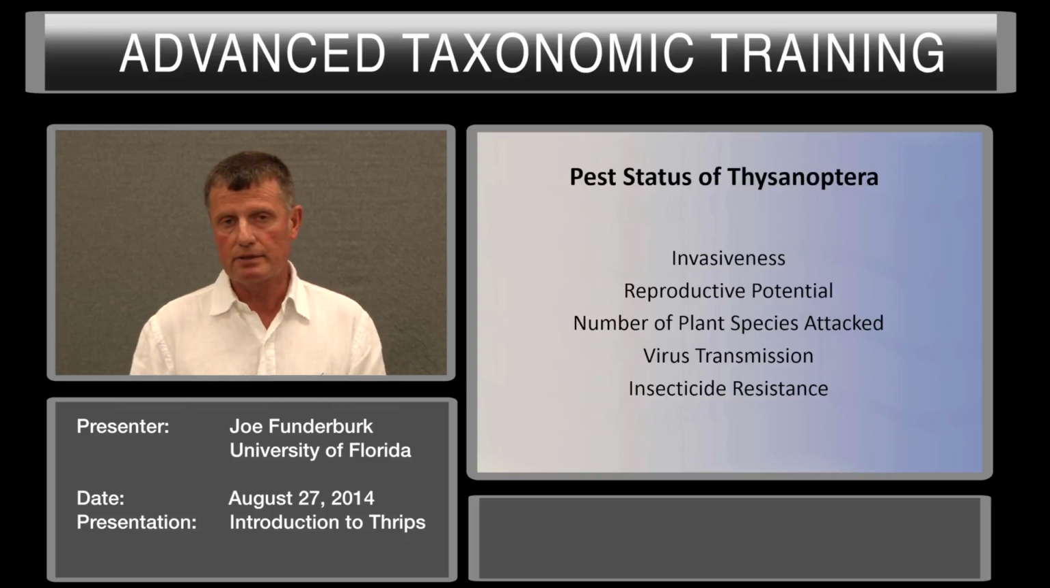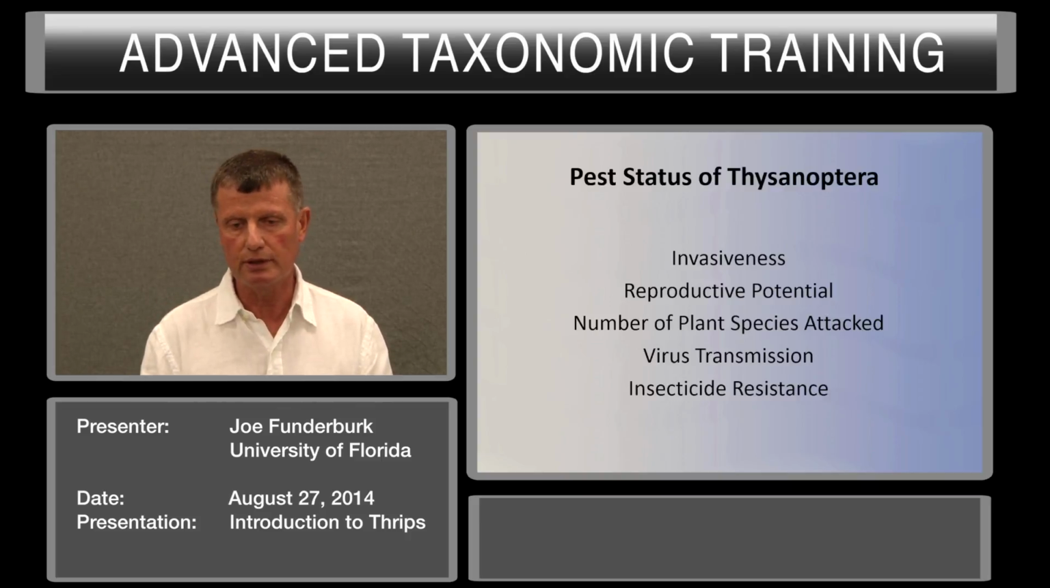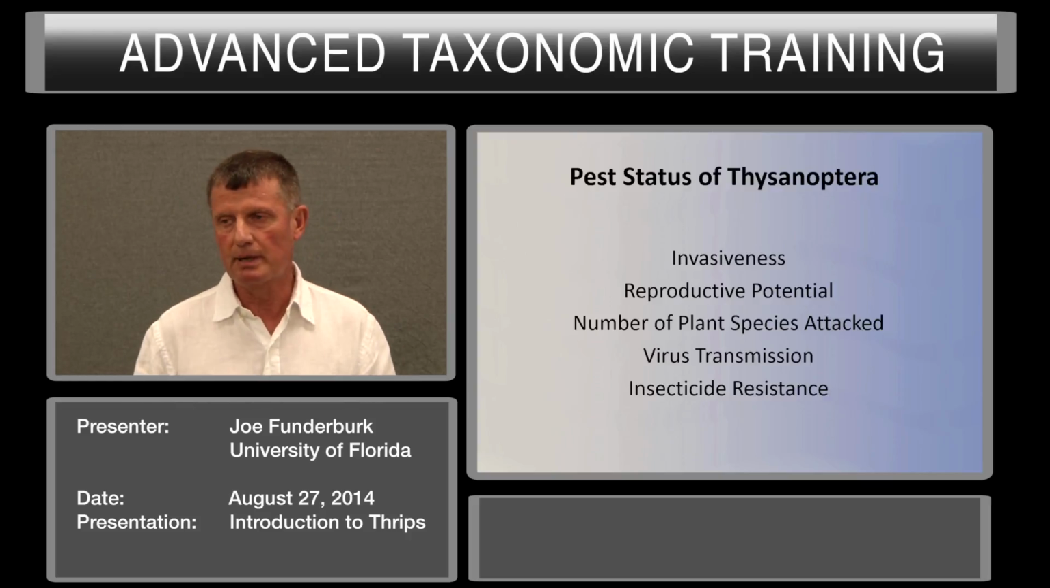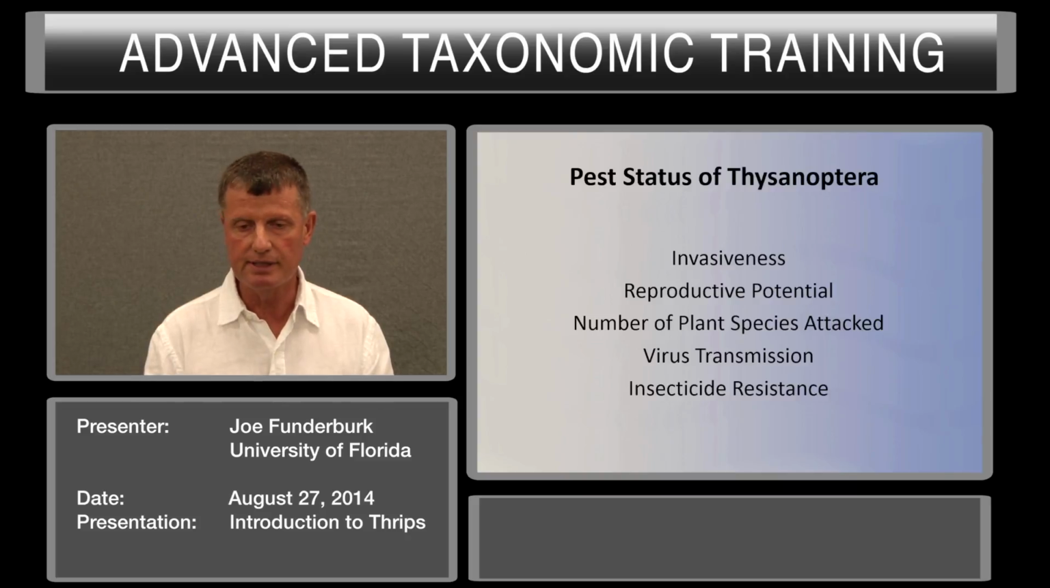Thrips are the vectors of the Tospoviruses, which are some of the most serious plant diseases in the world. They've also been spread across the world. Aspects of thrips biology make them particularly amenable to developing resistance to insecticides. In fact, western flower thrips, when it invaded the United States, populations were already resistant to most of the traditional classes of insecticides. And since that time, populations have developed resistance to many of our newer chemical classes of insecticides as well.